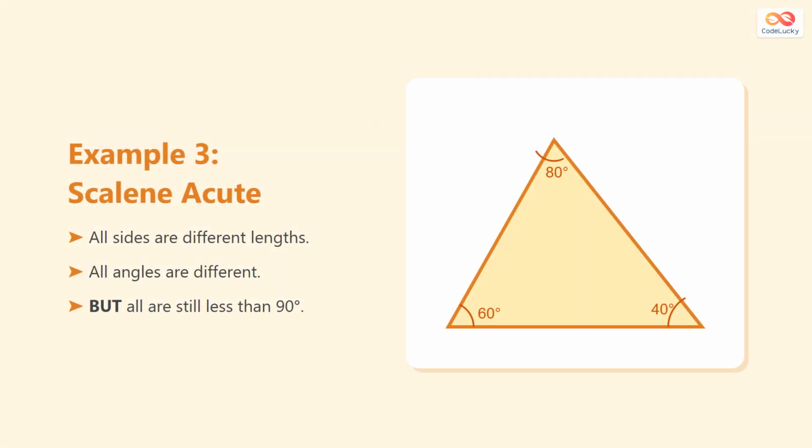It also works for scalene triangles, where no sides are equal. Even if the shape looks a bit lopsided, as long as the largest angle is still less than 90 degrees, it qualifies as an acute triangle.